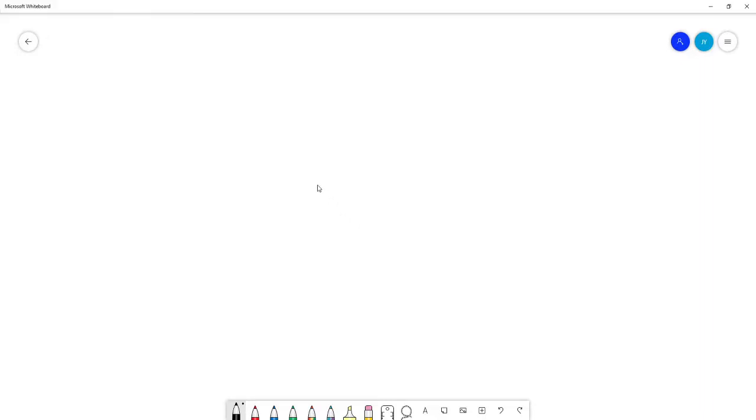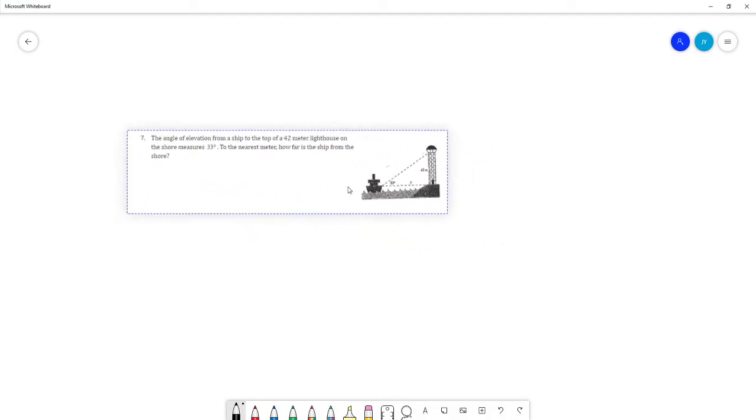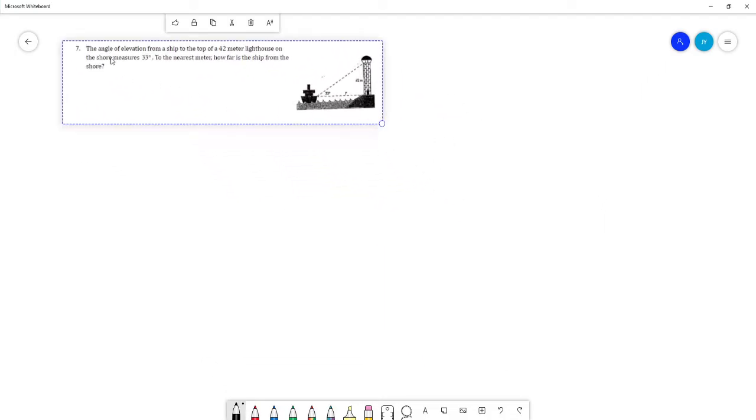We're going to be talking about this problem that is commonly seen with trigonometry applications. The angle of elevation from a ship to the top of a 32-meter lighthouse on the shore measures 33 degrees. To the nearest meter, how far is the ship from the shore?